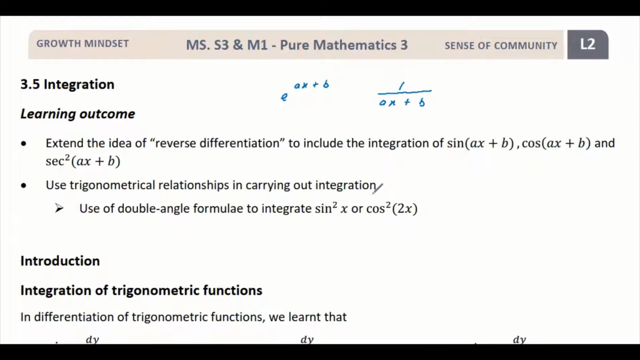Then after that, we will need to recall all the relationships, identities, or formulas that you have learned previously in the chapter of trigonometry to help us carry out some of the integration. For example, how do you use the double angle formula to help you integrate a function like sine square or cos square? So for today's lesson, we'll be focusing on only one thing, which is the integration of trigonometry functions. Okay, so let's look at the introduction part.